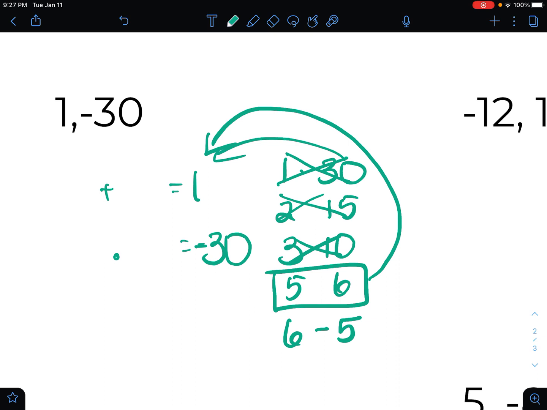But we're adding, right? We want to know what adds. So that's why we're going to have 6 and negative 5. 6 minus 5 gives me 1, and 6 times negative 5 gives me the negative 30.